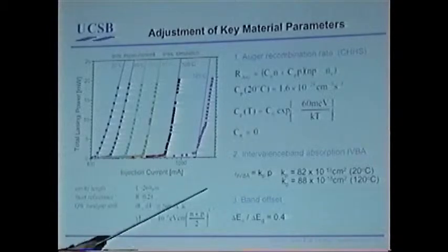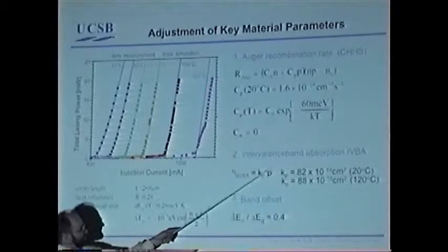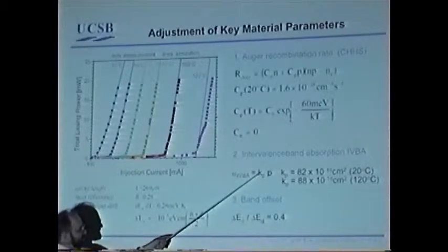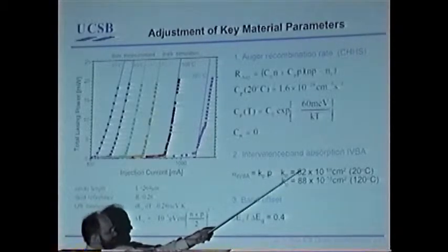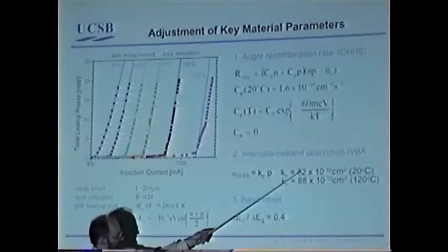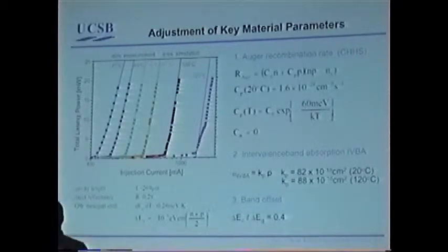Then the next fit parameter was an intervalence band absorption. It's a K sub P times core concentration, and we ended up with this number 82. Normally in bulk material, this number should be like 24 or so. For quantum wells, nobody really knows. There are hardly good measurements reported.